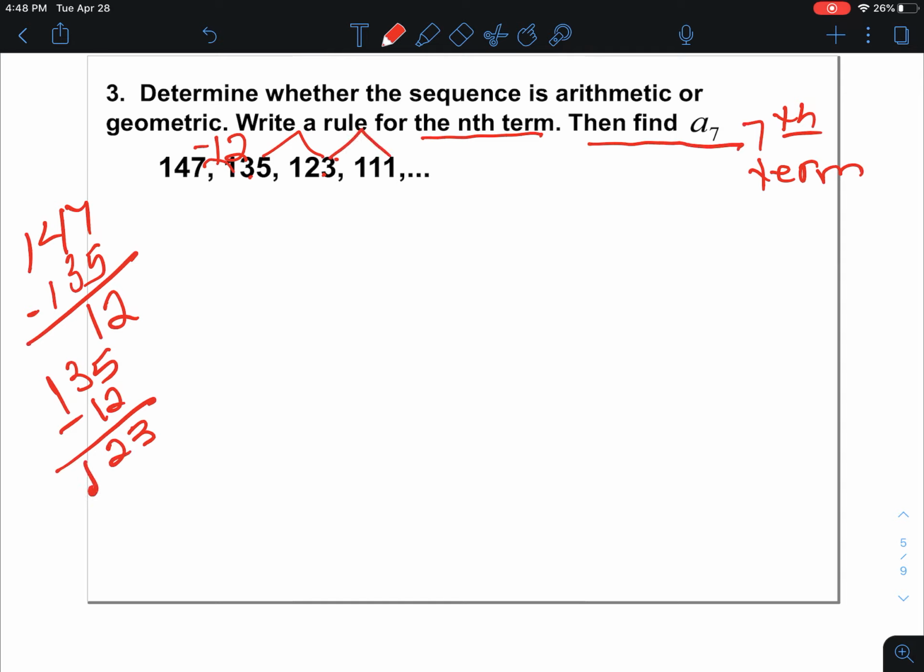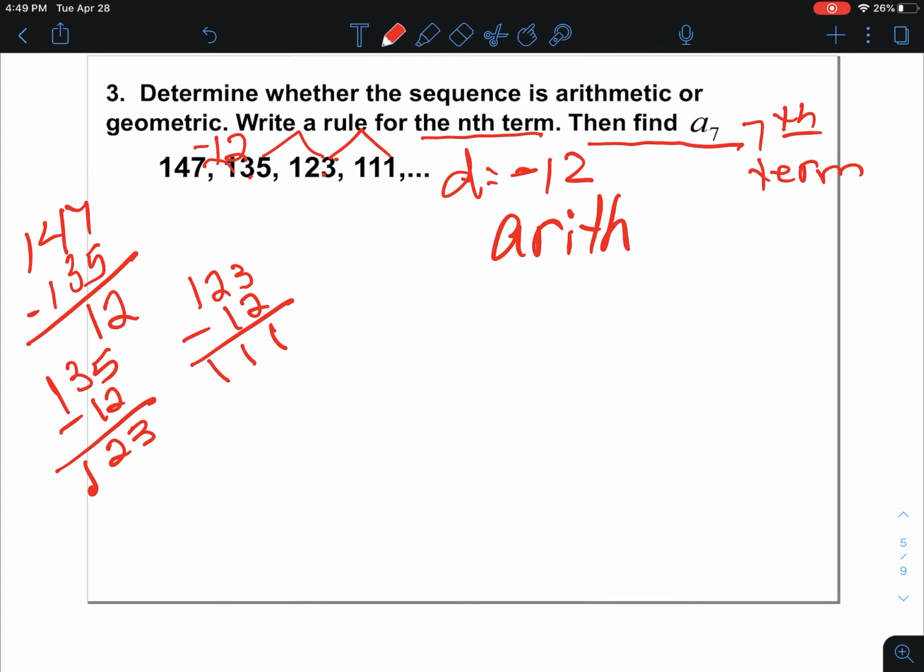So as long as 123 subtracting 12 gives me 111, I know that my common difference is going to be negative 12. So 123 subtract another 12 gives me 111. So my difference is negative 12. That means it's arithmetic. Now let's come up with our rule.